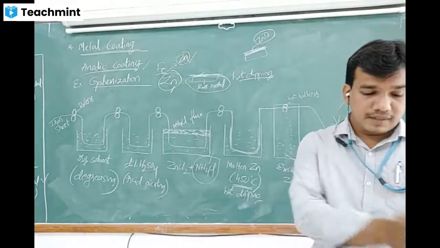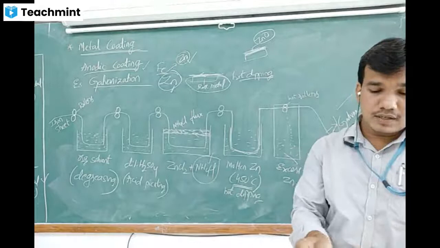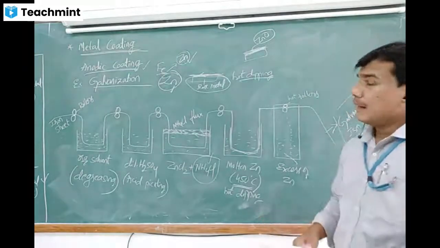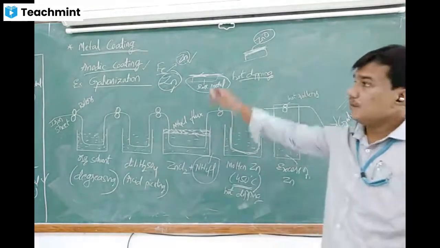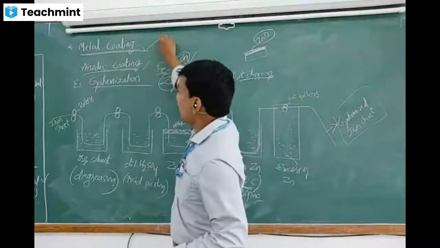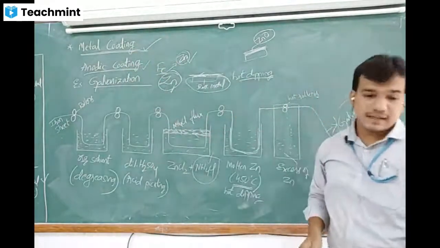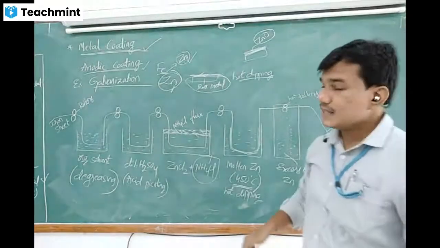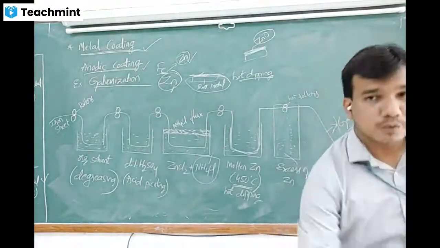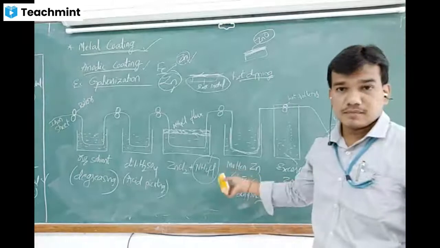One of the methods to control corrosion is metal coating. What is metal coating? Coating a base metal with a different metal. If the coating is anode, it is called anodic. If it is cathode, it is called cathodic.